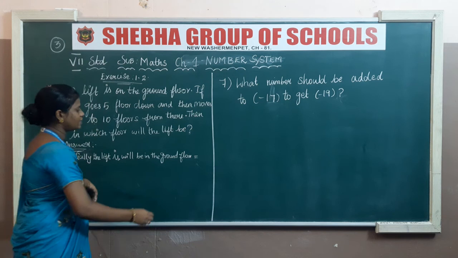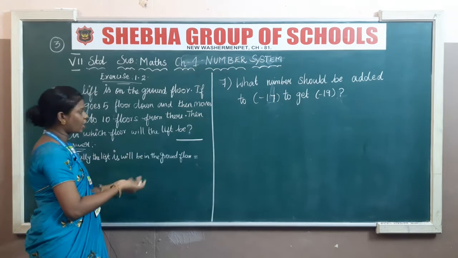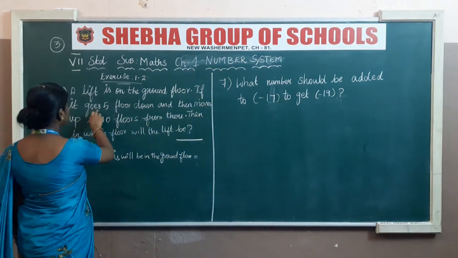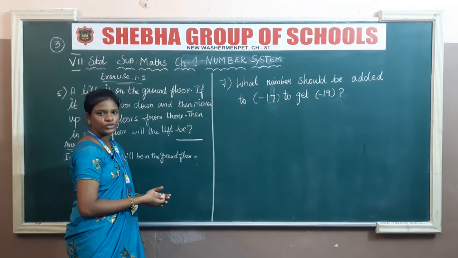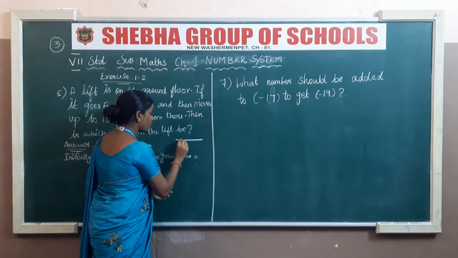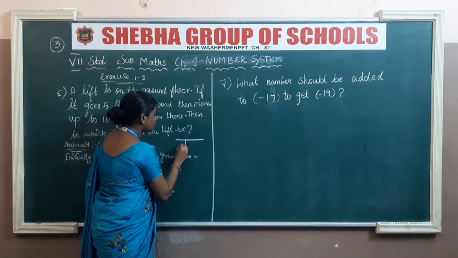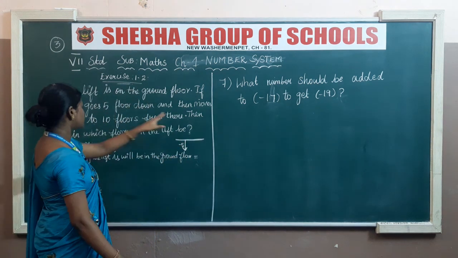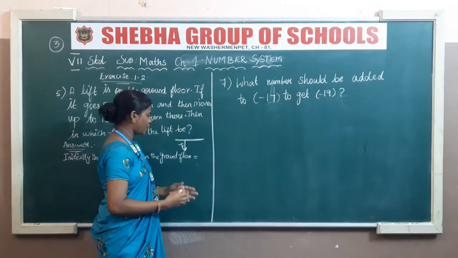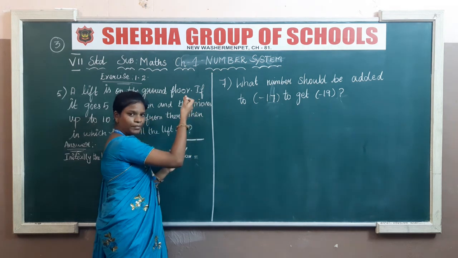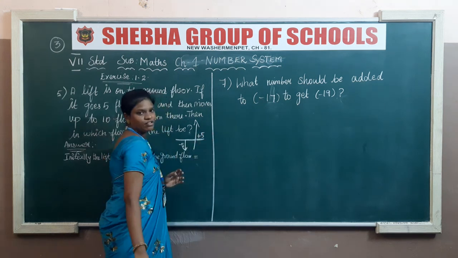Okay, let us consider this is the ground floor. Then the question is, if it goes 5 floors down, down means we have to put a minus. This is the ground floor, then 5 floors down, so we have to write minus 5 only. Then it moves up 10 floors from there. Up means plus.